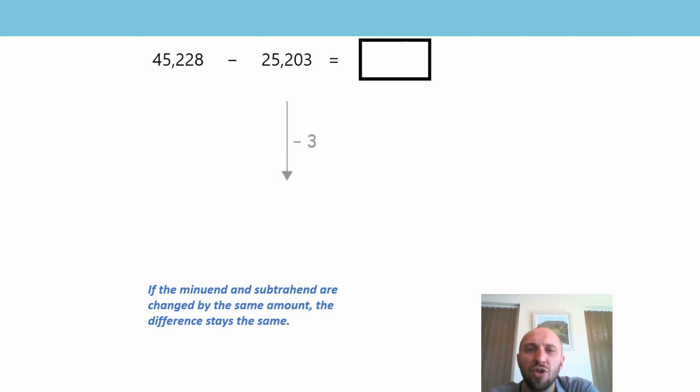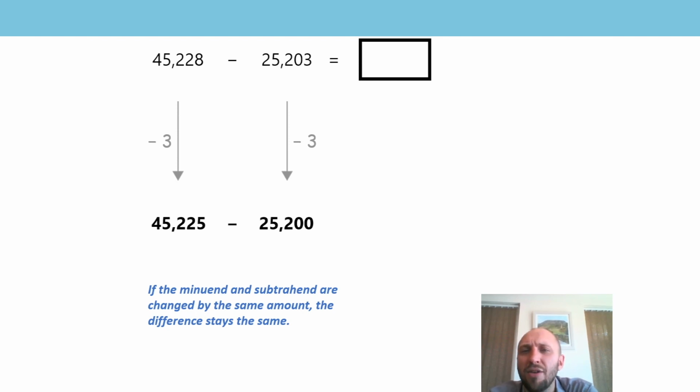That's right, 203. If I subtract 3 from 25,203, it's going to make that 25,200. And I need to do the same to the minuend, so I subtract 3 to give me 45,225. Why did we do this? We did it to make sure that the difference stays the same. And because now we've done the same to the minuend that we've done to the subtrahend, we are confident that our difference has stayed the same. And that is an easier calculation to complete.